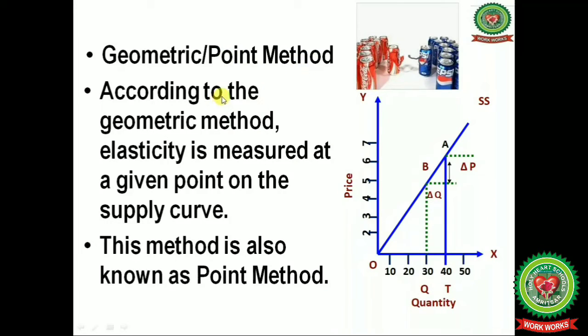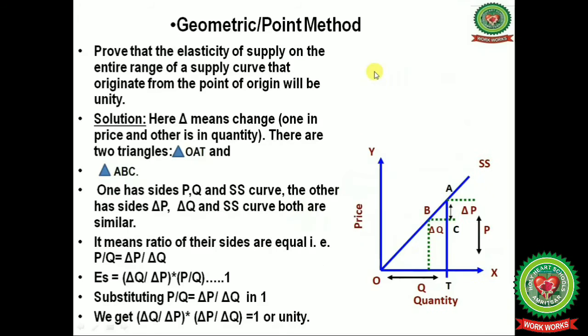Now next one is geometric or the point method. According to the geometric method, elasticity is measured at a given point on the supply curve. This method is also known as point method. Here you can see that this is your supply curve. On this upward sloping supply curve, on any point we can measure the elasticity of a commodity.